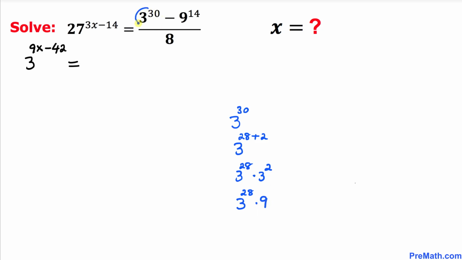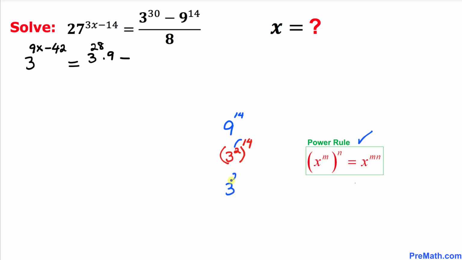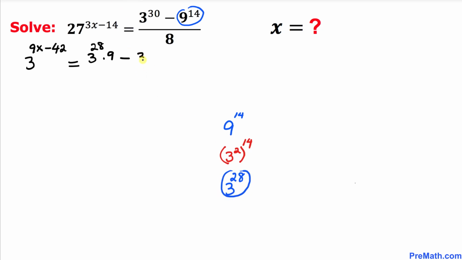So let me go ahead and replace this part by this. So the right-hand side of this equation, the numerator, is going to be written as 3^28 times 9 minus, and now let's focus on this part, 9^14. Here I have copied it down, and the base 9 could be written as 3^2, and then whole power 14. Now let's apply the power rule of exponents. We can multiply these two nested exponents: 3^(2 times 14) is going to be 3^28. So I'm going to replace 9^14 by simply 3^28. So this is going to be 3^28, and then divided by 8.